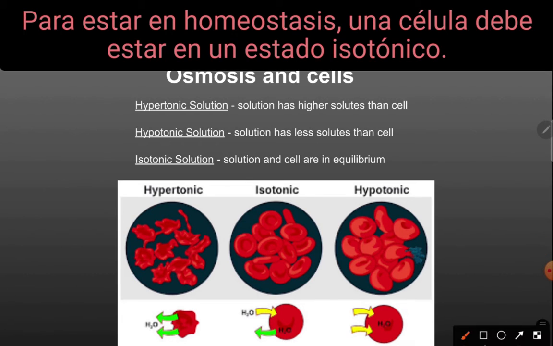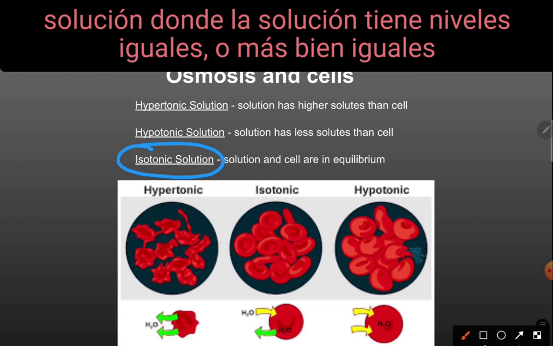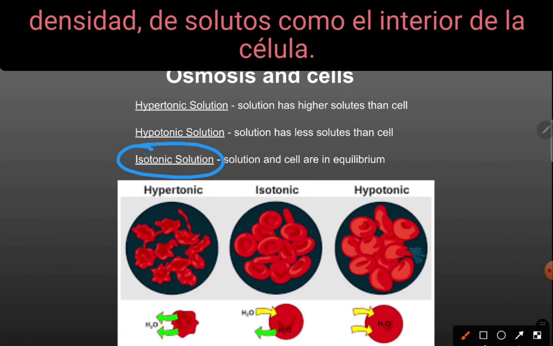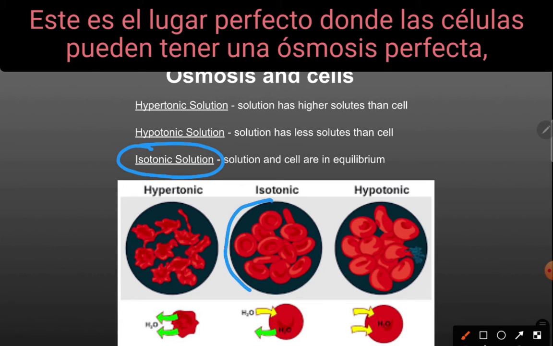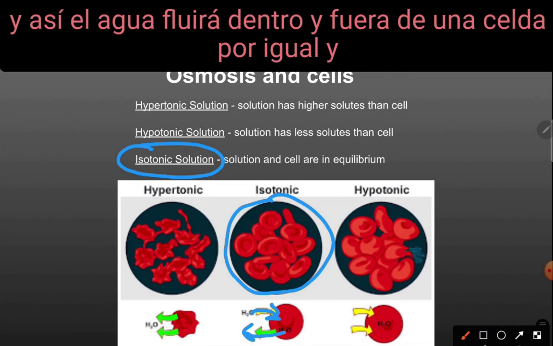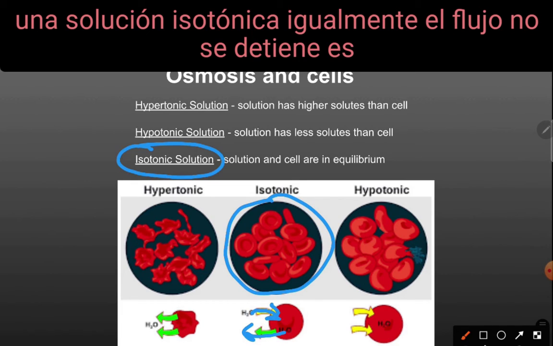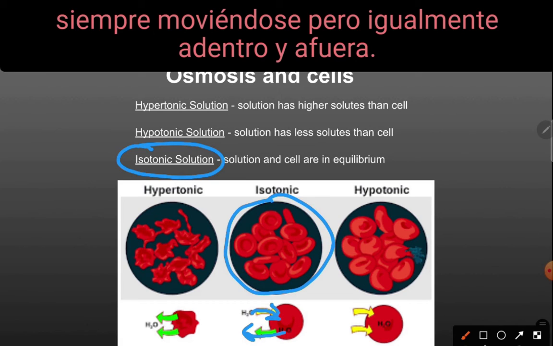In order to be in homeostasis, a cell must be in an isotonic solution, where the solution has equal levels, or rather equal density, of solutes as the inside of the cell. This is the perfect place where cells can have perfect osmosis. And so water will flow into and out of a cell equally in an isotonic solution. Equally. The flow does not stop. It is always moving, but equally, in and out.